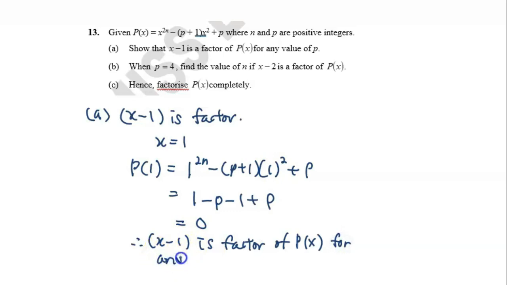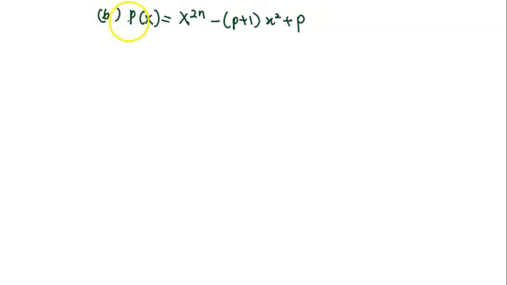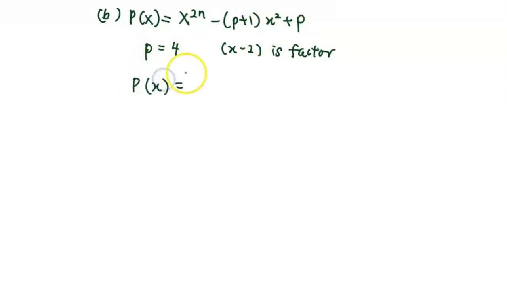for any value of p. For question B, it says when p equals 4, we need to find the value of n so that x minus 2 is a factor. So when it is a factor, you put a bracket like this. x minus 2 is a factor of this polynomial. Therefore, we substitute p equals 4 into our polynomial. So 4 plus 1, it will become 5x squared plus 4.